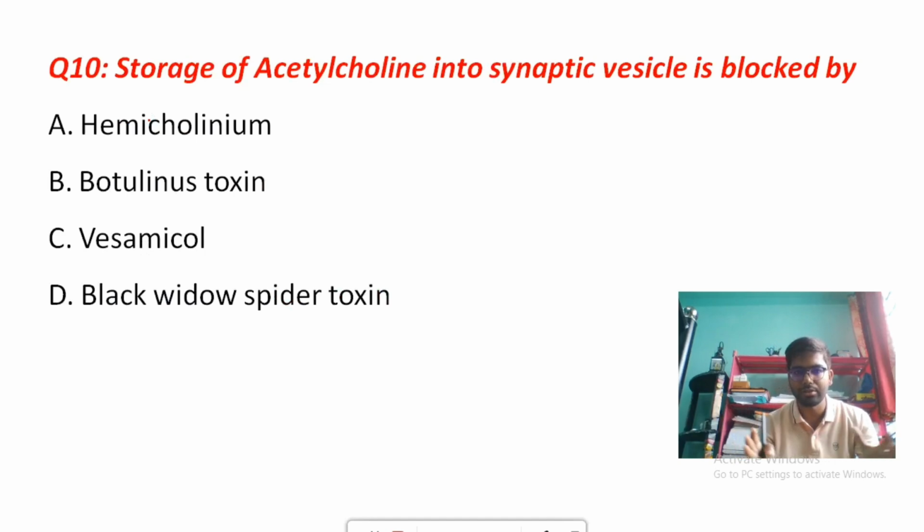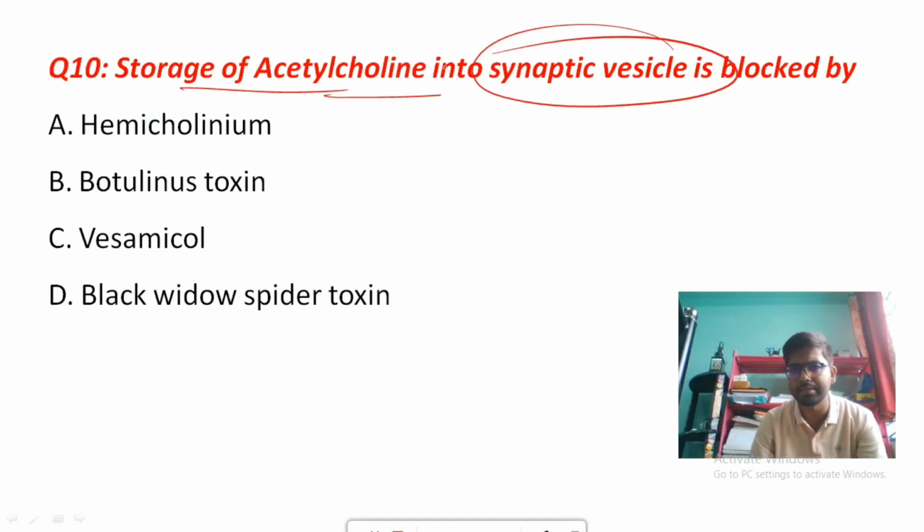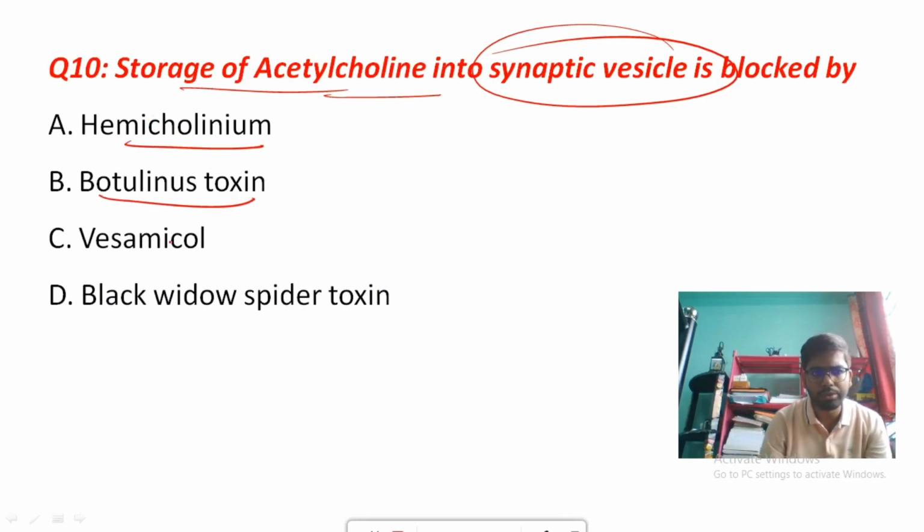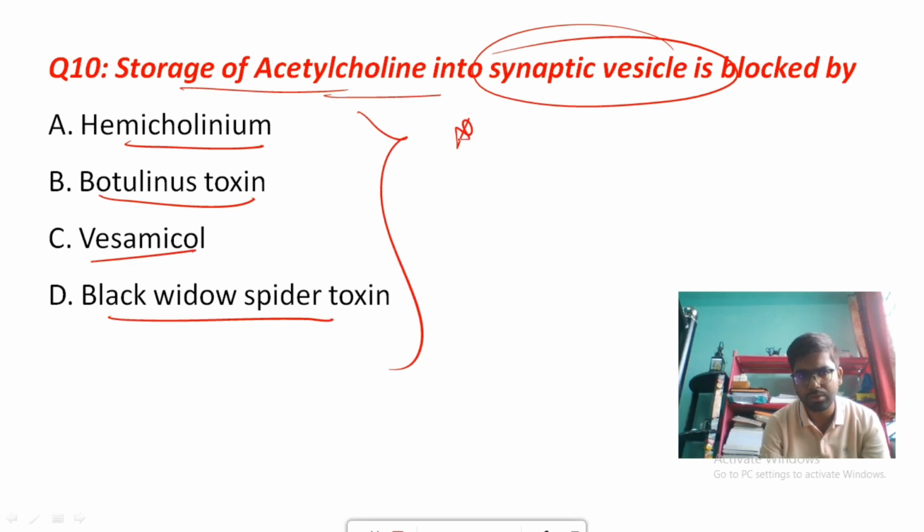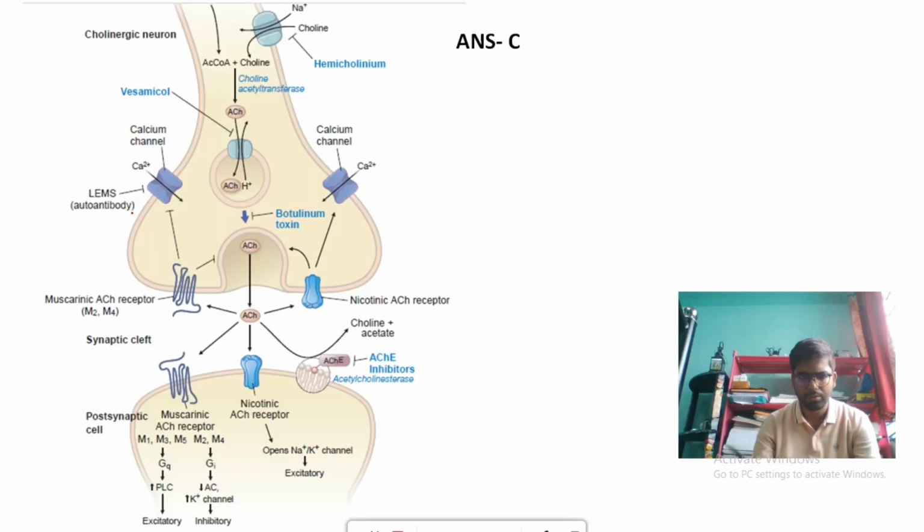Okay, coming to the last question. Storage of acetylcholine into synaptic vesicle is blocked by. Options are hemicholinium, botulinum toxin, vesamicol, and black widow spider toxin. This is also an important question. Okay, see, your answer will be vesamicol. Okay, why?